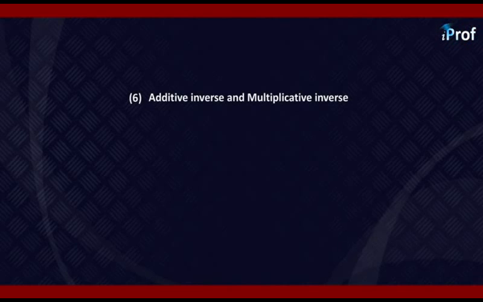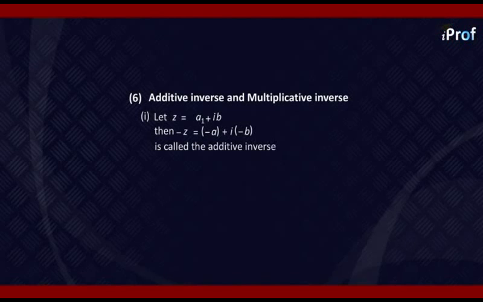Next we define additive inverse and multiplicative inverse of a complex number. First, let Z equal to A plus iota B be a complex number where A and B are real numbers. Then minus Z equals to minus A plus iota times minus B is called the additive inverse of Z.